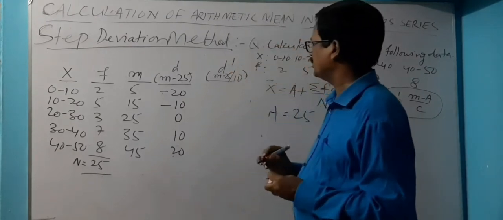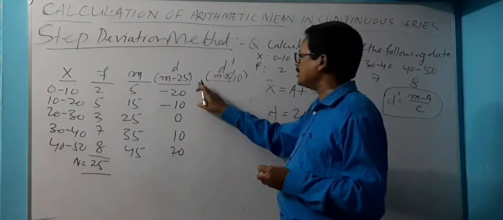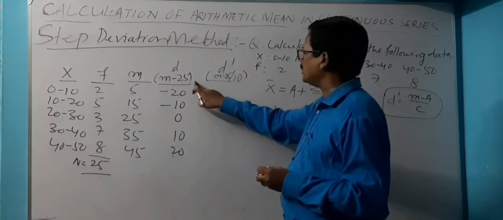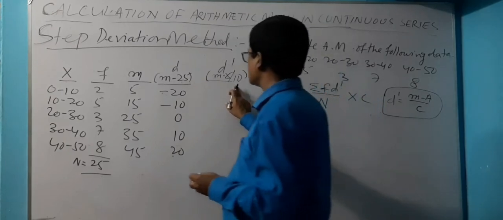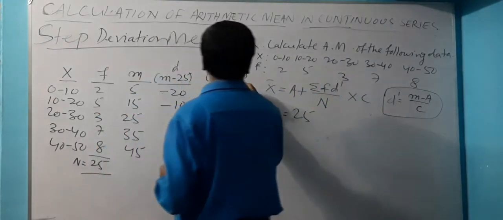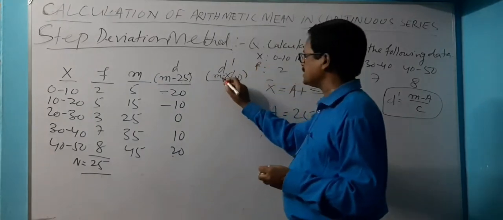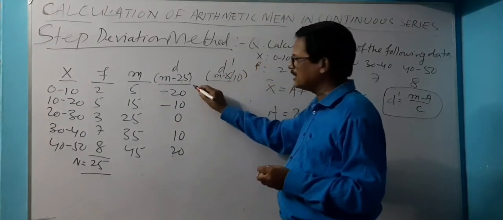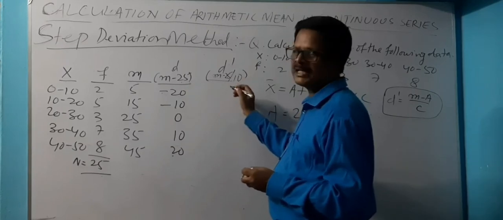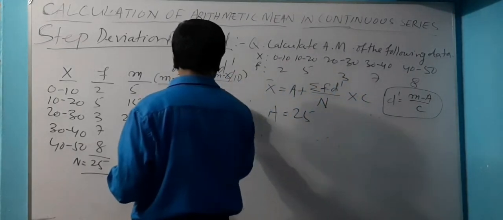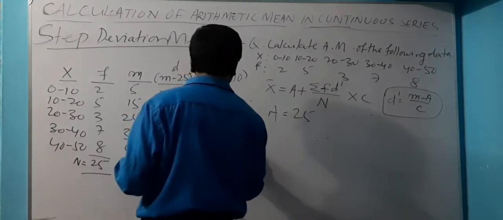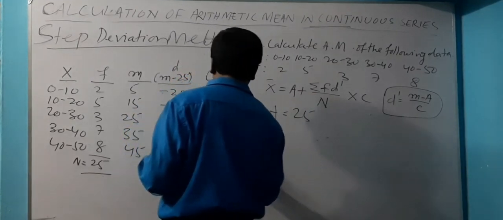Now m minus 25 by 10. m minus 25 means that is d value, d by 10. You can write it as d by 10 also. This is m minus a, that is d, d by 10, as 10 is the class interval. So it will come to minus 2, minus 1, 0, 1, 2. Right?